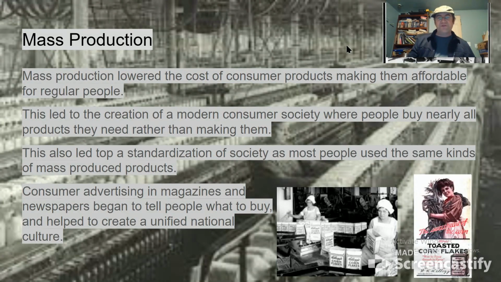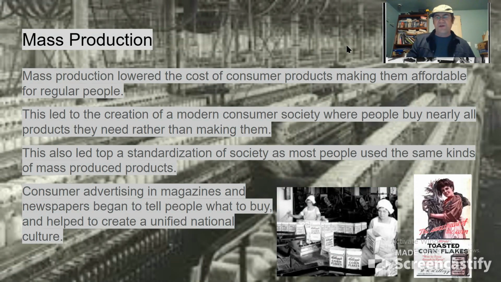A final innovation is mass production. Mass production means the production of a vast quantity of consumer goods. Mass production lowered the cost of consumer products, making them affordable for regular people. So one of the benefits of the industrial era for common people was that they could afford to buy more stuff than they had ever been able to afford before.